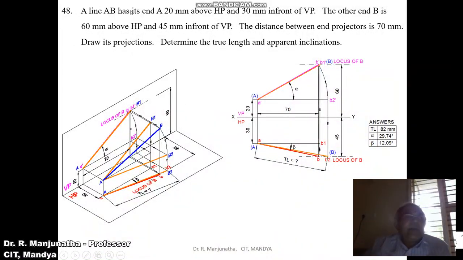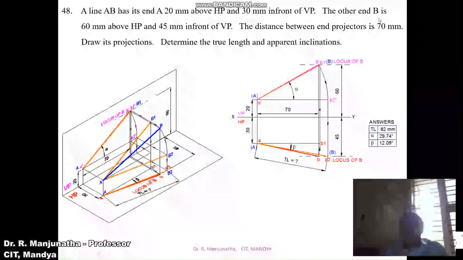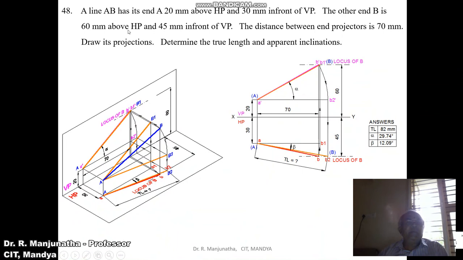A line AB has its end A 20 mm above HP and 30 mm in front of VP. The other end B is 60 mm above HP and 45 mm in front of VP. The distance between the end projectors is 70 mm. Draw its projections, determine the true length and apparent inclination.